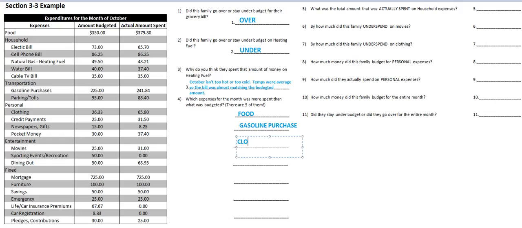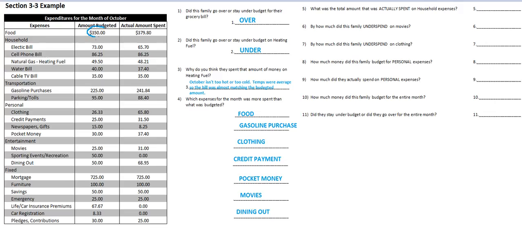Oh, we went over on clothing. We went over on credit payments. We went over on pocket money. By the way, there's not 5 of them. There's actually 7. Let me erase that. All right, so we've got pocket money. We went over on movies, and we went over on dining out. Now, some of you might be sitting there going, where is he getting these? Well, let me show you.